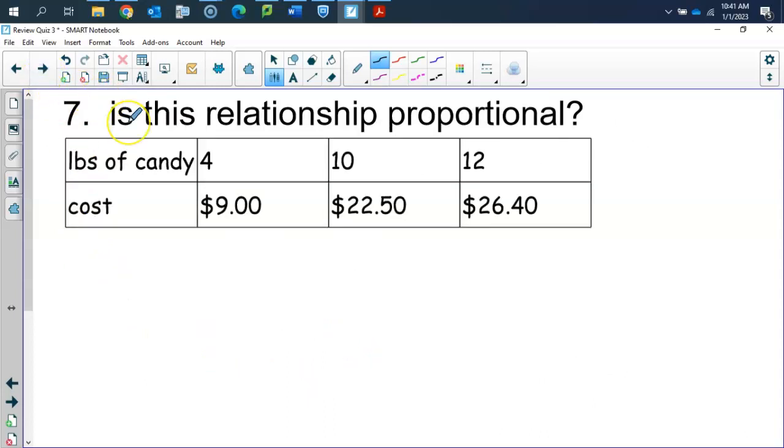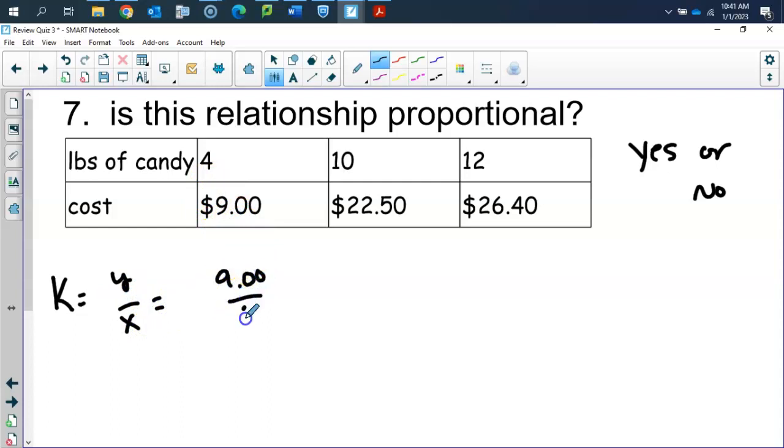Okay, number 7. Is this relationship proportional? So you're going to tell me yes or no. Go. Well, to see if this is proportional, we need to find our unit rate, K, which is Y over X. Okay, money always goes on top. So I'm going to do $9 divided by 4. And when you do that, you get $2.25.